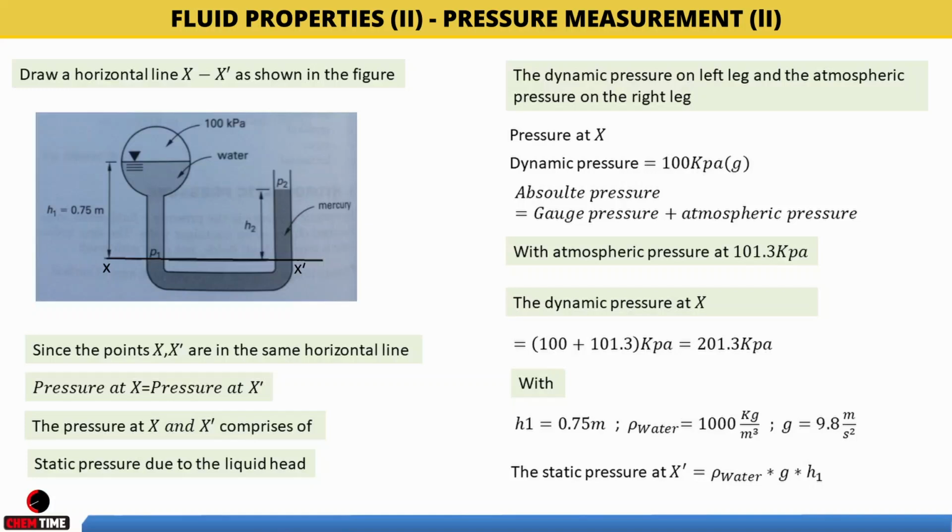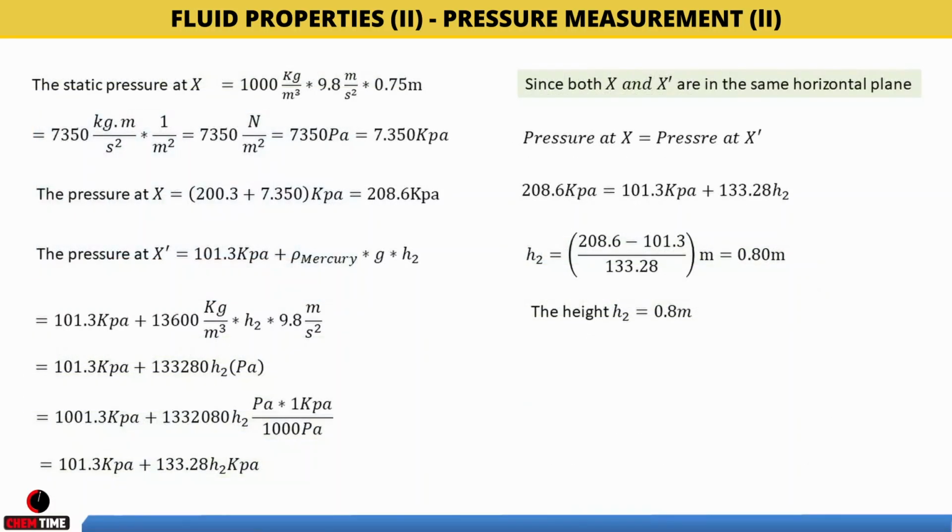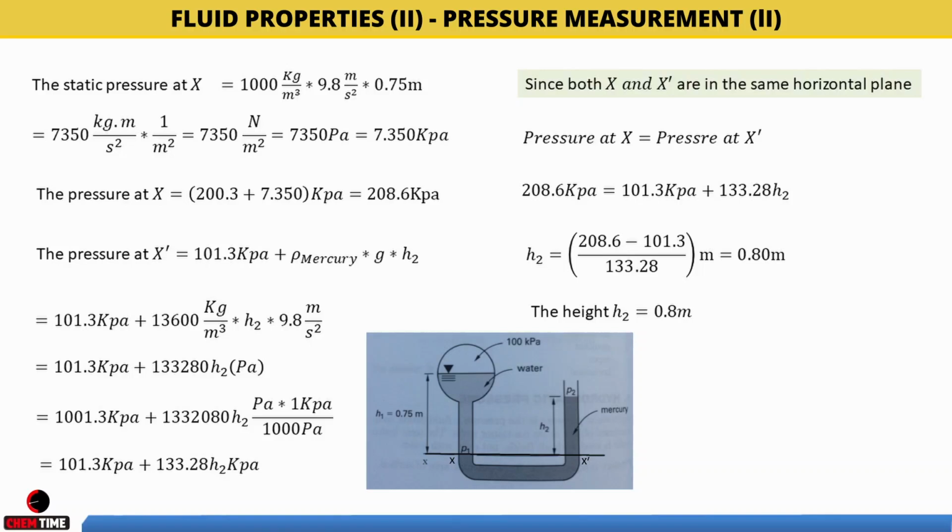The pressure at x will be equal to rho water into G into H. With this, the pressure at x will be equal to 1000 into 9.8 into 0.75 is equal to 7350, that is 7.35 kilopascal. So the pressure at x will be equal to 201.3 plus 7.35, that is 208.6 kilopascal.